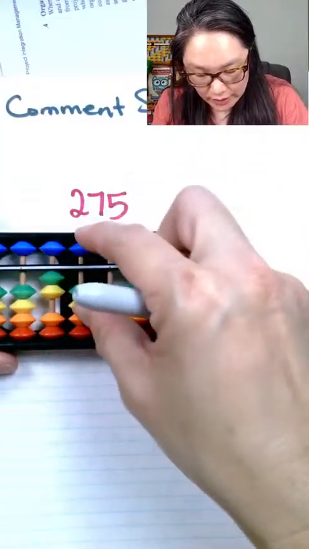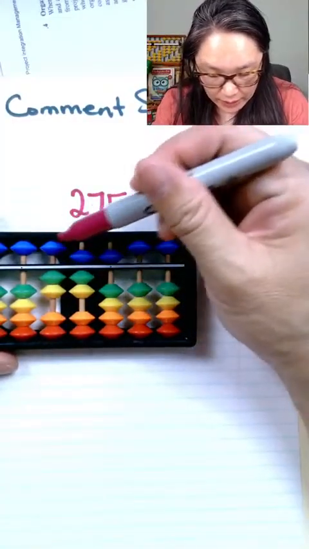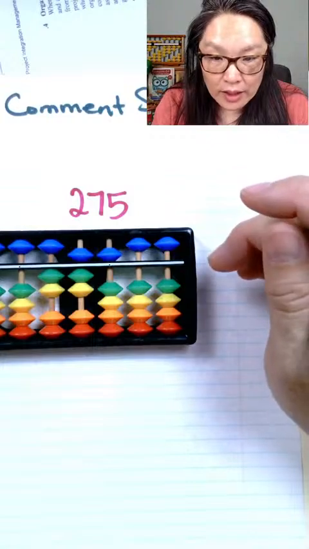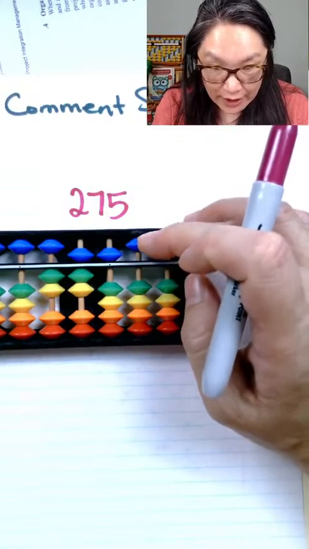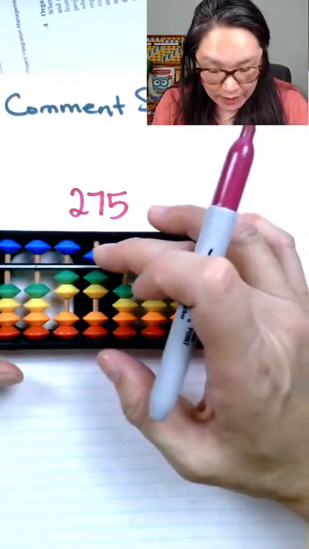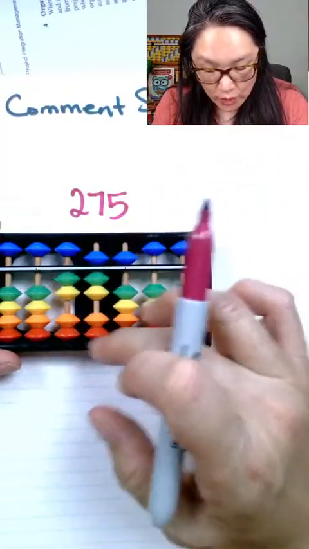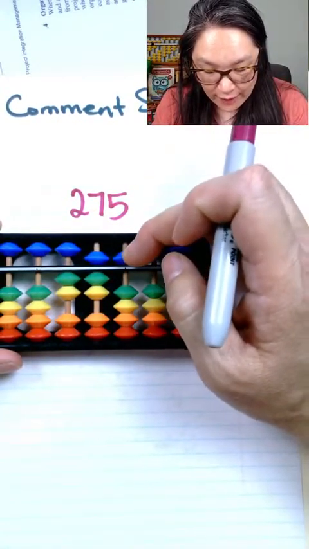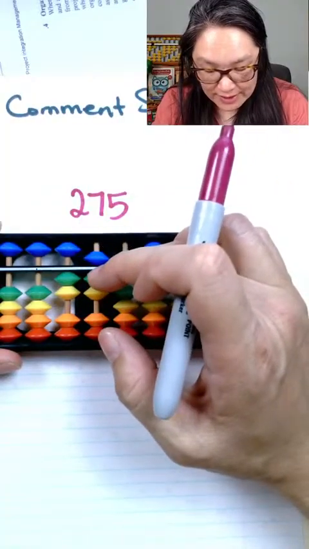So again, it looks like this. 275. Now, how do I know? The top bead always has a value of 5, and the bottom bead always has a value of 1. So when we read the abacus, we will know that this is 5. And then when we count, it'll be 5, 6, 7.